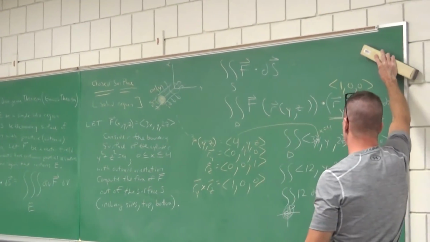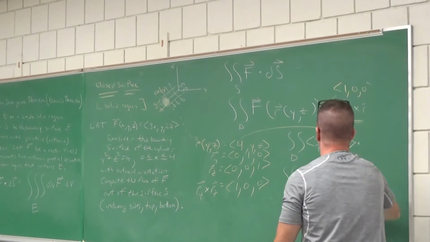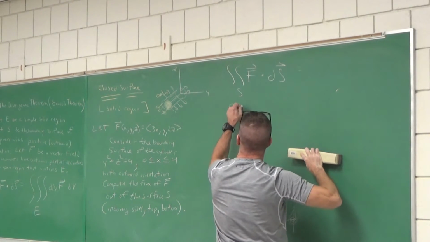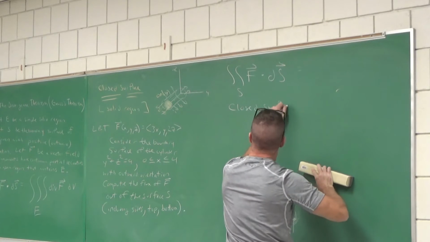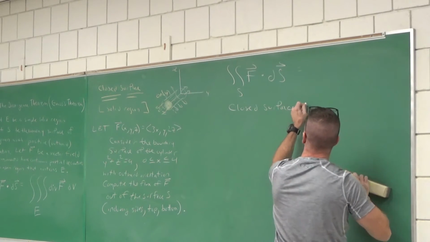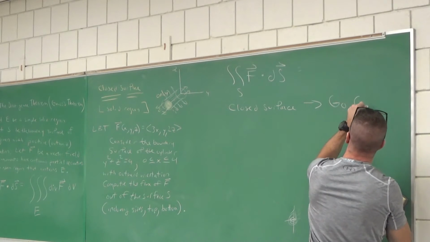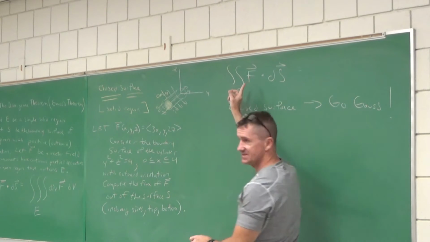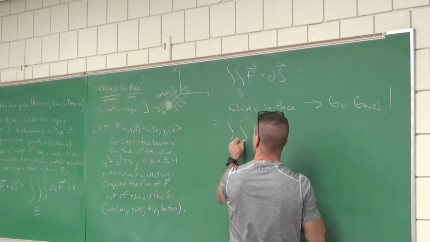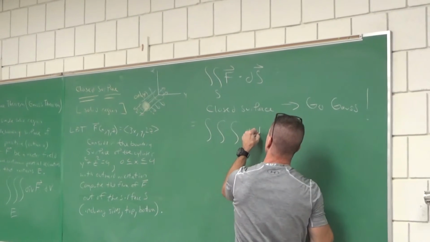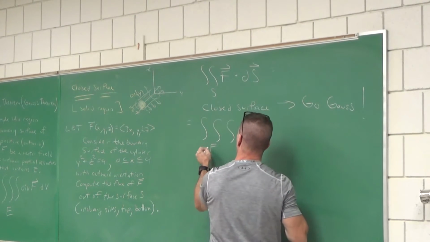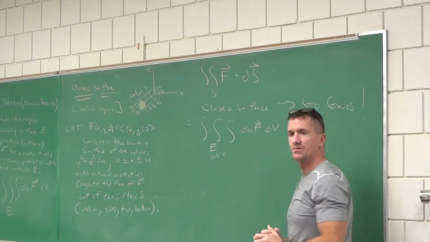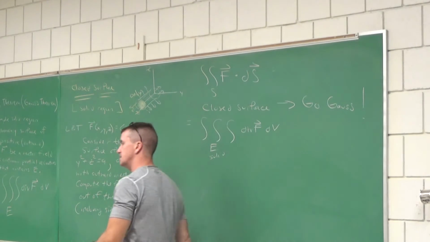Well, then what can I do? That was enough just for one disc. That's a closed surface. We're going to go Gauss. We're going to use Gauss's divergence theorem. This is equal to the triple integral of the divergence of F, where there's our solid. E is the solid. And we'll just put a dV there, thinking of D in terms of volume.